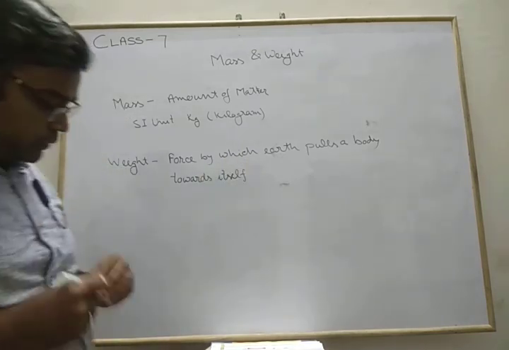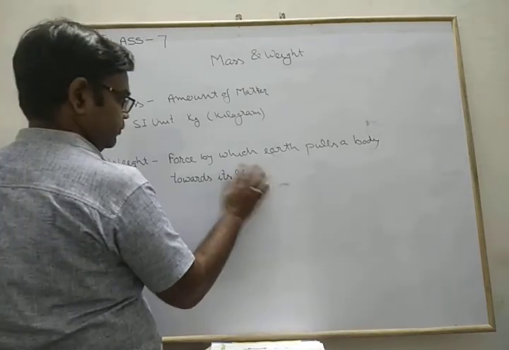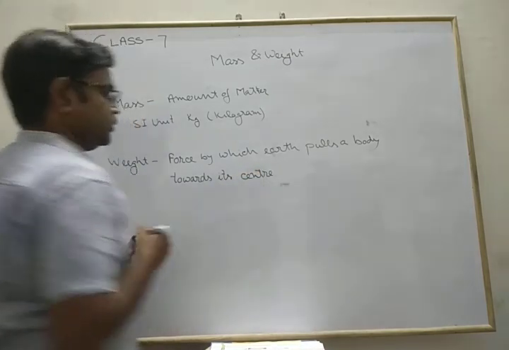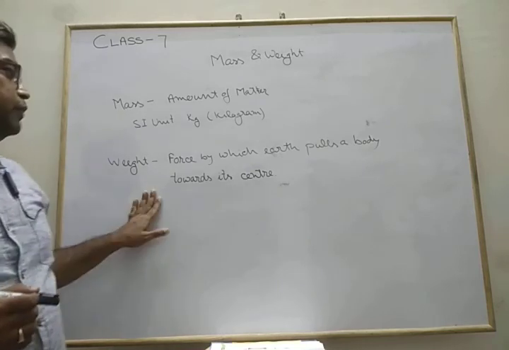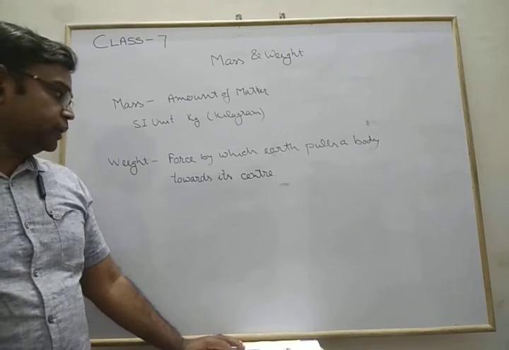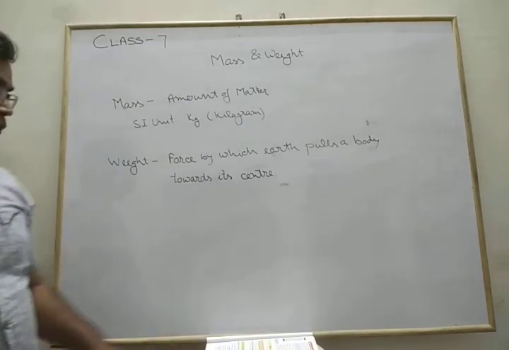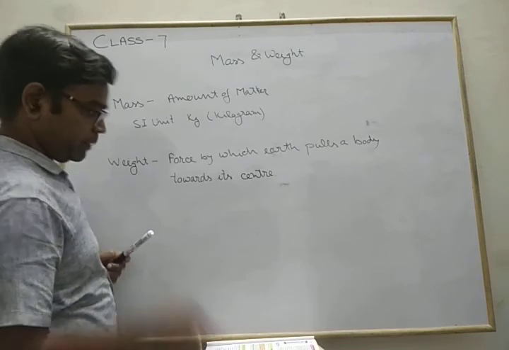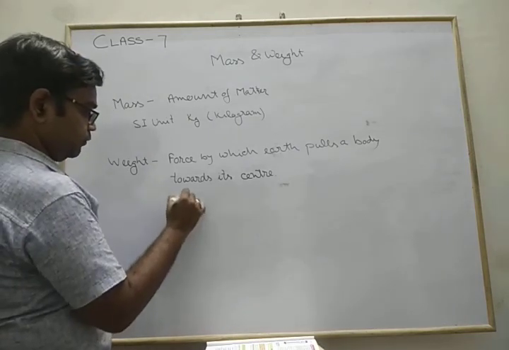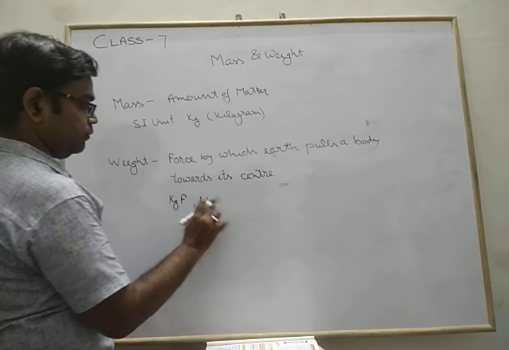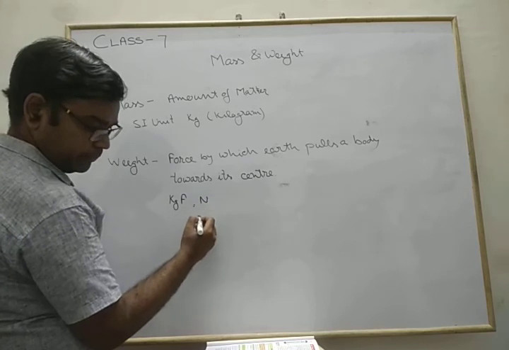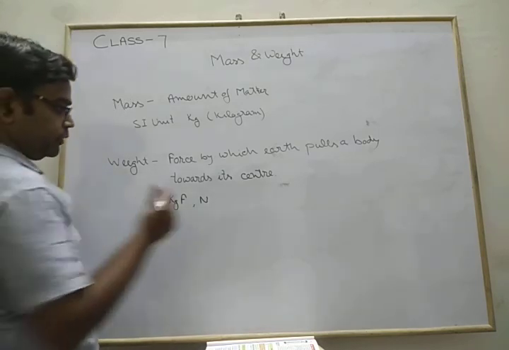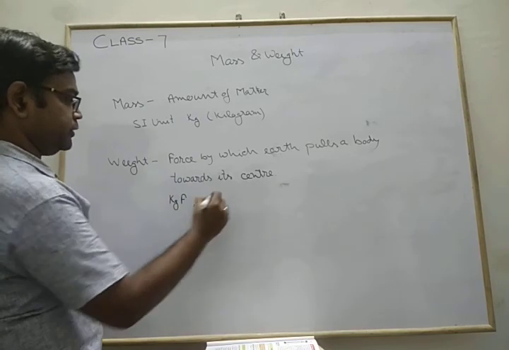towards itself, or towards its center, you can say. Towards its center. This is your weight. Force by which earth pulls a body towards its center is known as your weight, and this is a force. So the unit is always a force unit, and your unit is kilogram force or Newton, and the SI unit of this force, weight, is Newton.